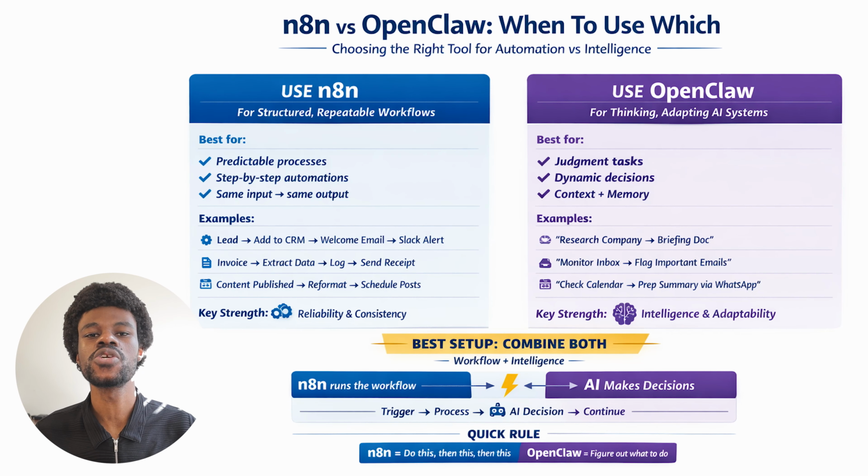However, with OpenClaw, you want to use it when you need an AI that can think, remember, and adapt. For example, you can tell it to research a certain company and put together a briefing doc, or you can ask it to monitor your inbox and flag anything that needs your attention. You can also ask it to check your calendar every morning and tell you what you need to do on WhatsApp or Telegram. These aren't fixed workflows. They need judgment. But there's also a combination that is worth knowing about. Some people actually use n8n as the workflow engine and plug AI in at specific steps. So n8n handles the structured flow, but at certain points, it calls an AI model to make a decision. So users can get the predictability of a workflow with intelligence where you need it.